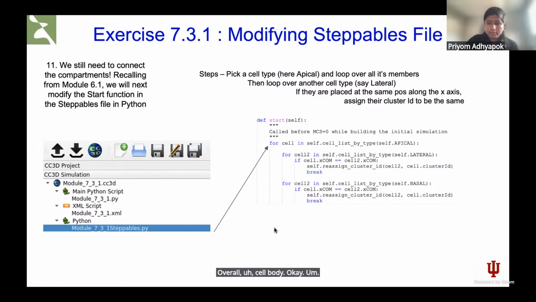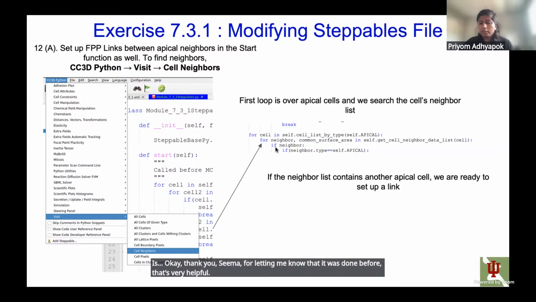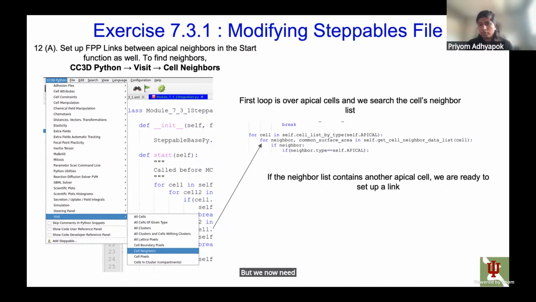Thank you, Seema, for letting me know that it was done before. That's very helpful. So the other thing we have to do now is, we have built up our compartmental cells, but we now need to form specific links only on the apical side, because those are the properties that we'll be playing on in a bit to induce specific forces.